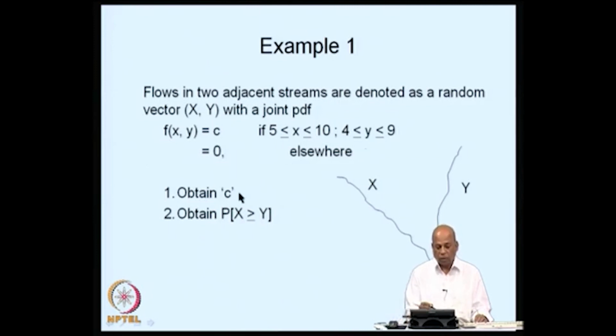So, first let us obtain c, and then also we will see how we get the probability that x is greater than or equal to y. So, we may be interested in getting the probability that the flow in this particular stream is greater than the flow in this particular stream. These kinds of problems are important because we may want to make decisions, let us say you want to build a reservoir here or a reservoir here, then we will be interested in getting what is the probability that the flow in this stream is greater than the flow in this particular stream.